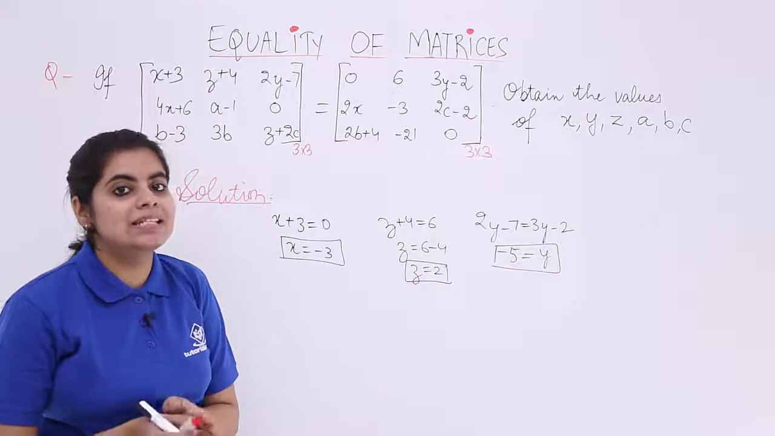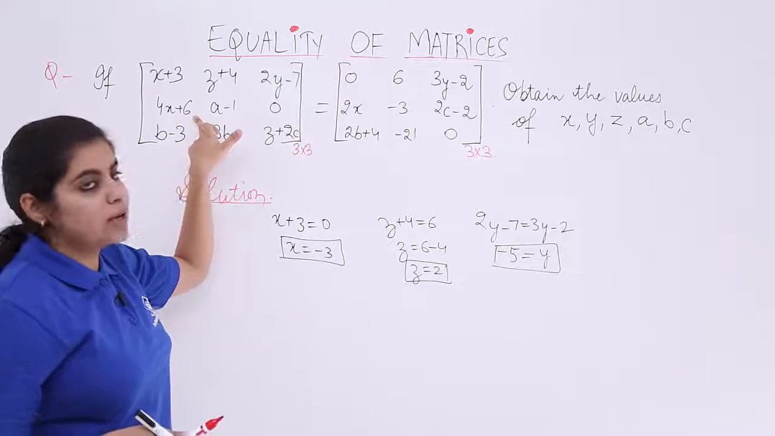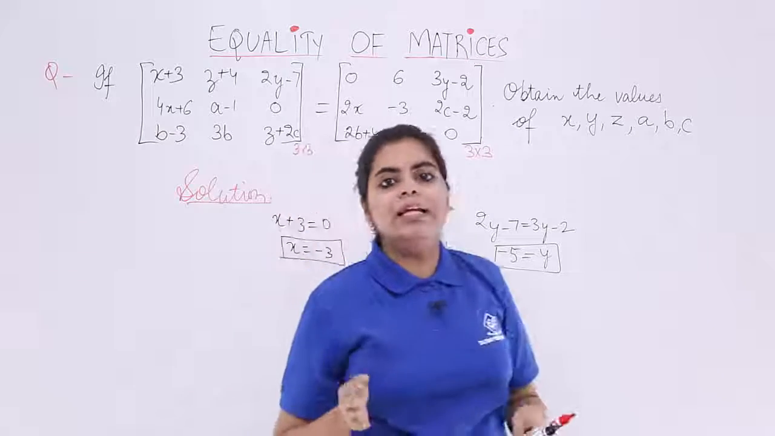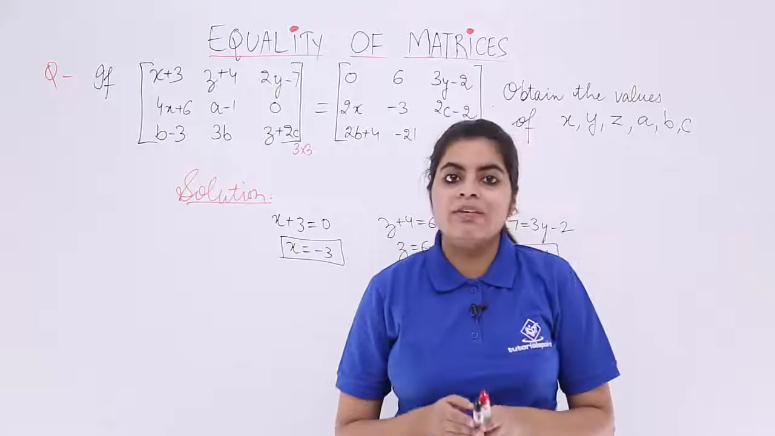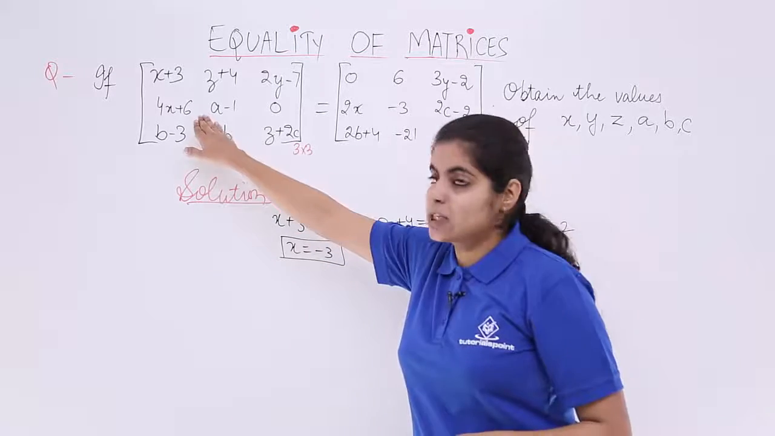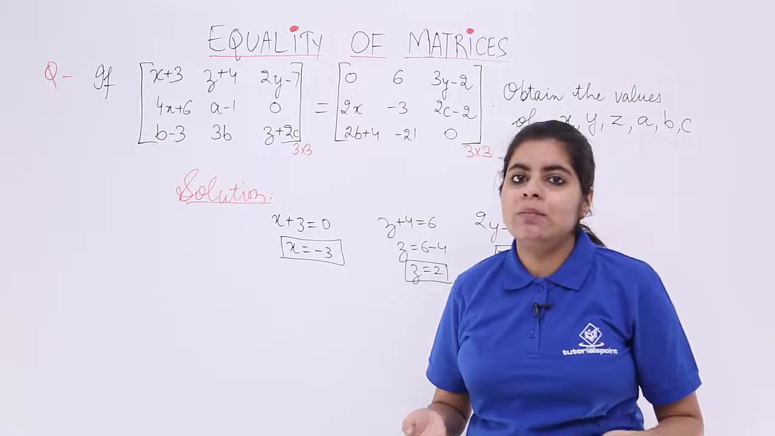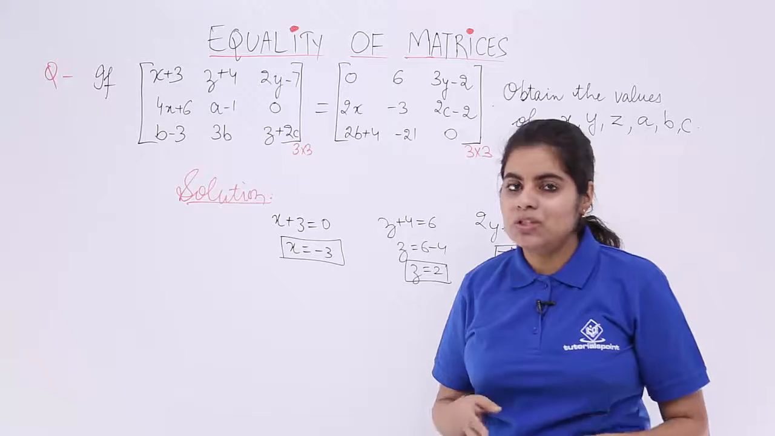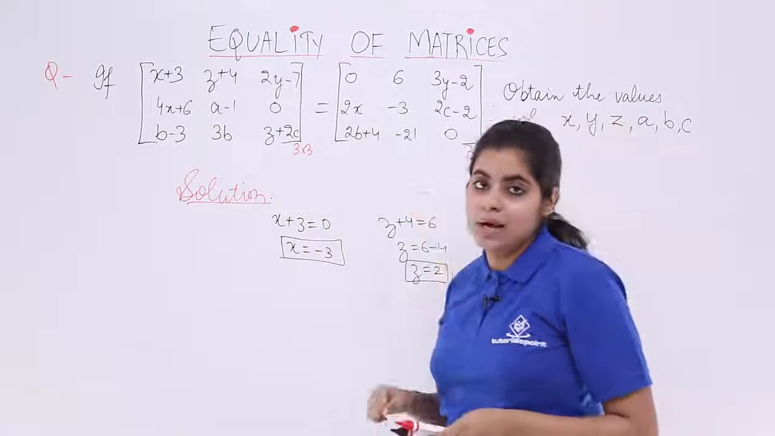Similarly, we will find the values of a, b, c. The next is 4x plus 6 is equal to 2x. Now don't just blindly go by equating each position. Do what is needed and required. I know that 4x plus 6 is here and 2x is here. I don't need to equate them because I already know my value of x. So ignore it. Next is a minus 1 and here it is minus 3.